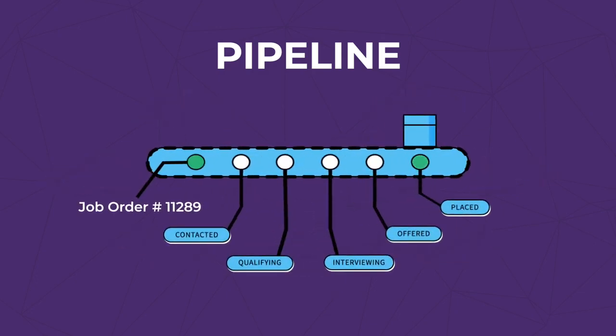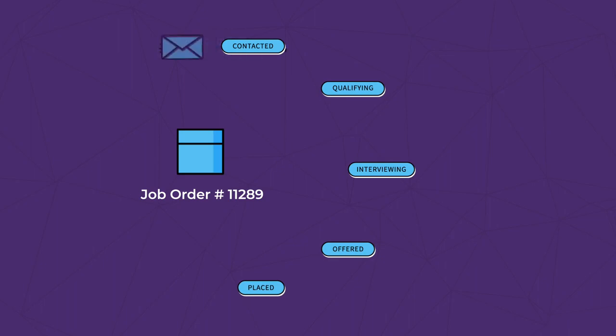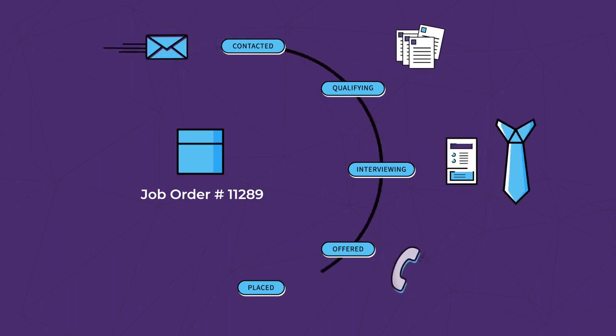In short, when you change a candidate's status, you are moving them through the workflow of that particular pipeline. Think of status changes as a paper trail that provides a clear picture of what happened at a candidate's time in a pipeline.